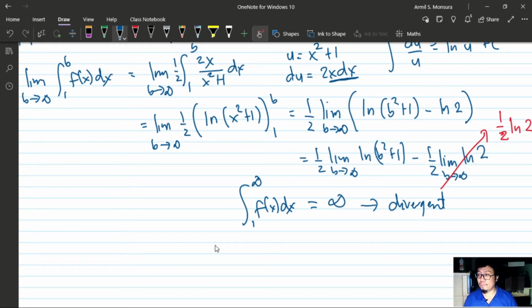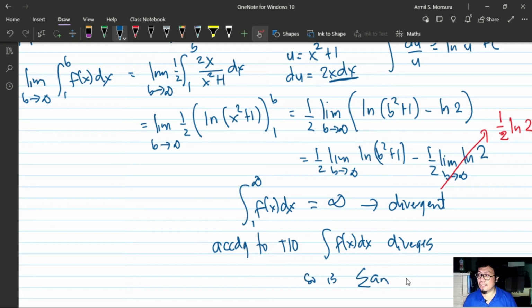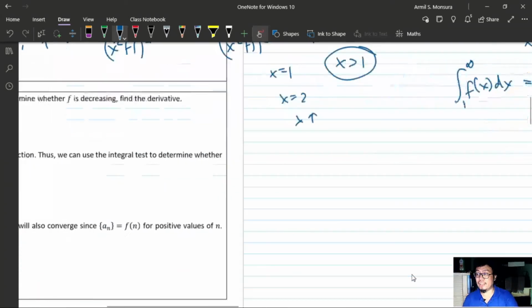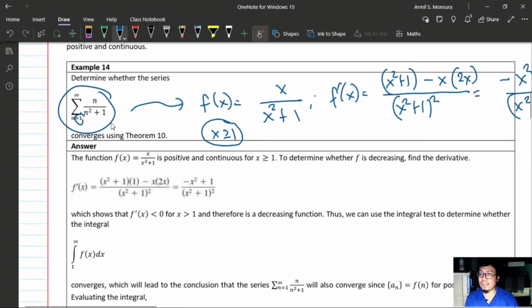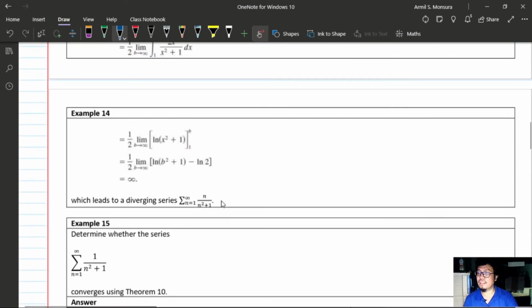According to Theorem 10, the integral test, since your integral diverges, so does the series. So we conclude that this series is a divergent series. We would be able to conclude that this series is a divergent series. So that's how we apply the integral test.